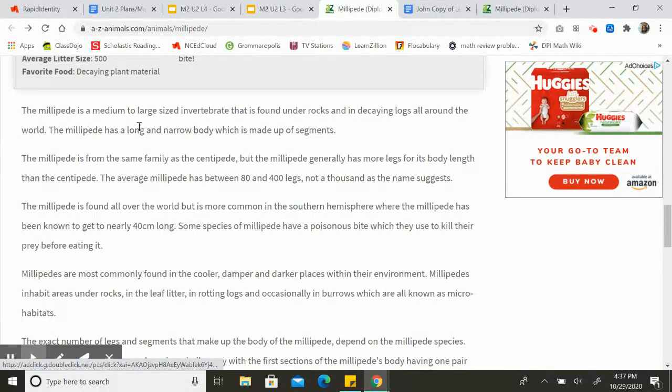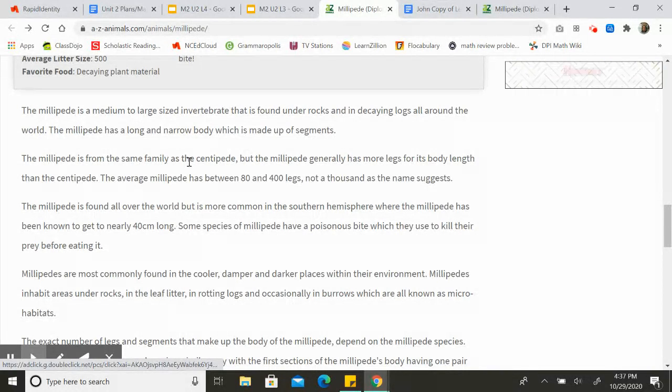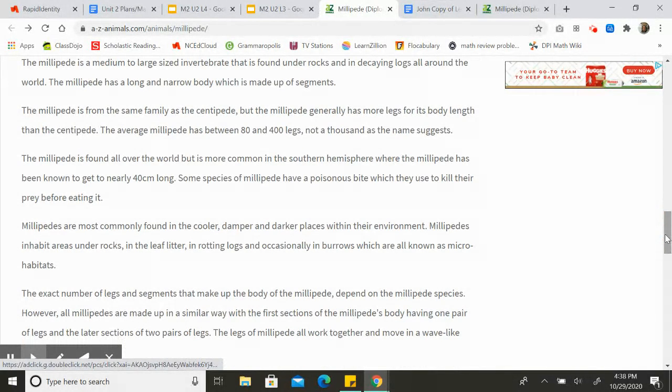The millipede is a medium to large-sized invertebrate that is found under rocks and in decaying logs all around the world. The millipede has a long, narrow body, which is made up of segments. The millipede is from the same family as the centipede, but the millipede generally has more legs for its body length than a centipede. The average millipede has between 80 and 400 legs, not 1,000 as the name suggests. The millipede is found all over the world, but is more common in the southern hemisphere, where the millipede has been known to get to nearly 40 centimeters long.